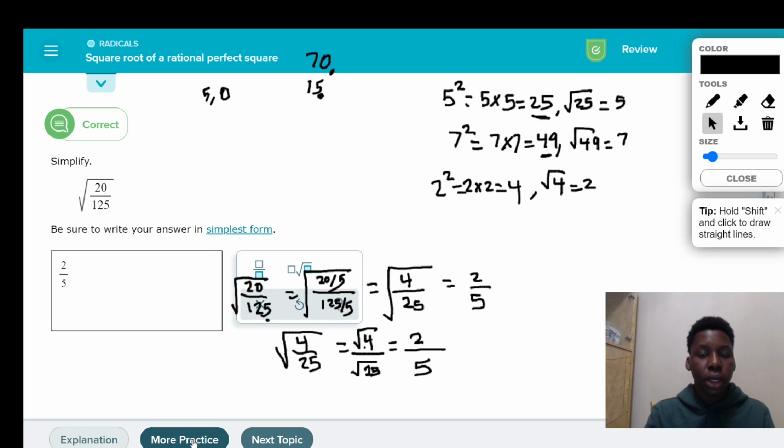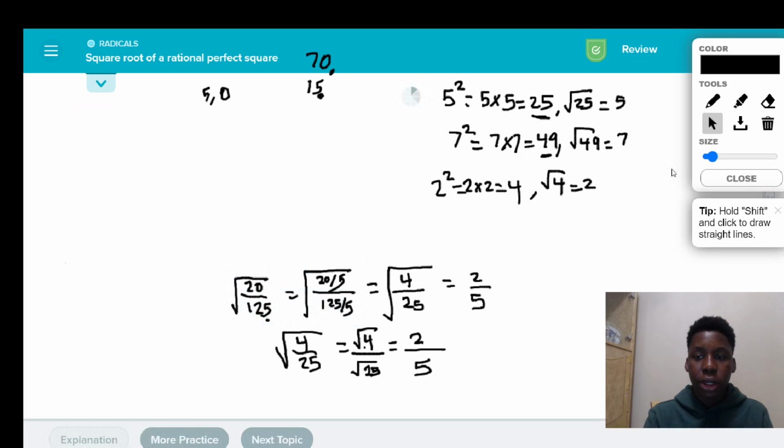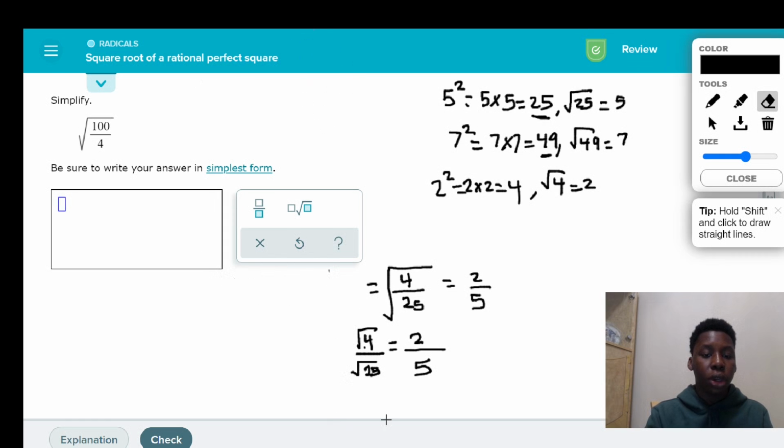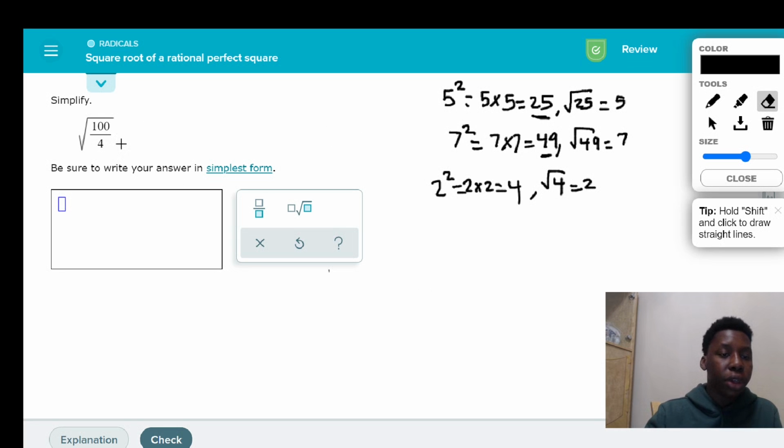Okay. So let's work with another example for now. Let's check another example. Feel free to pause the video and test your knowledge on this if you want to. But if not, you can hop ahead. Let's continue. So this is the square root of 100 divided by 4, right? We're asked to simplify this and write our answer in the simplest form possible.